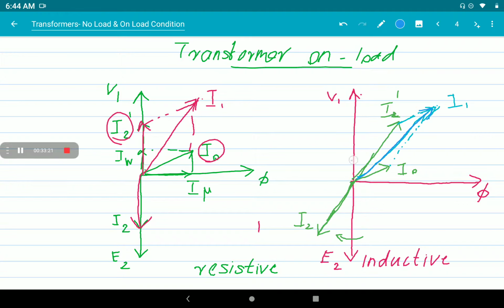So now what happens? The angle between V1 and I1 is phi1. When it is reactive, your angle will be phi1 here. Here it will be increased when it is an inductive load. When it is an inductive load, the power factor will decrease. Now we consider when the load is capacitive.